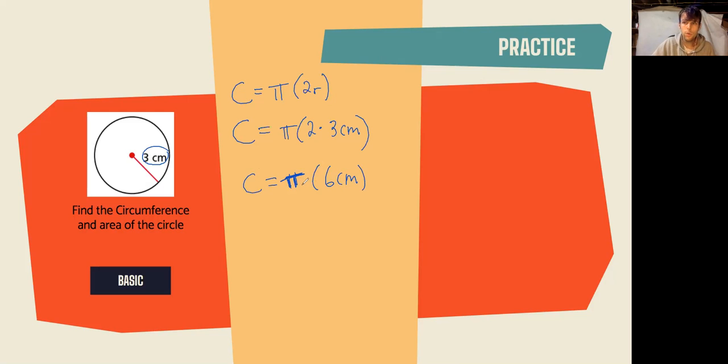I can do something that's called leaving my answer in terms of pi. So pi is a number, but I can kind of not actually use the number that pi is and just leave my answer. And so what that would look like is this: I would do pi times 6 is just 6 pi. I would sort of treat it almost like a variable.